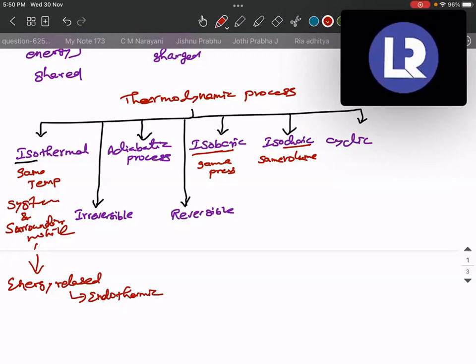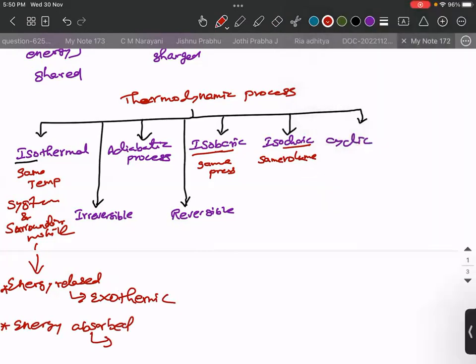So when the energy is released, it becomes exothermic. Sorry. When the energy is released, it becomes exothermic. If the energy is absorbed, it becomes endothermic. So I will show you.